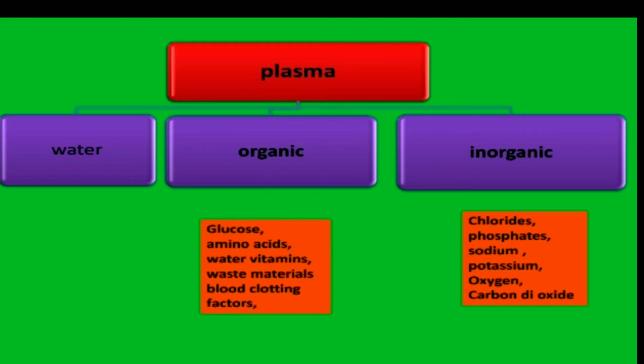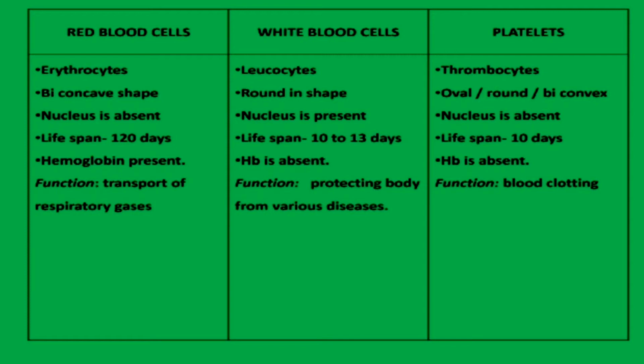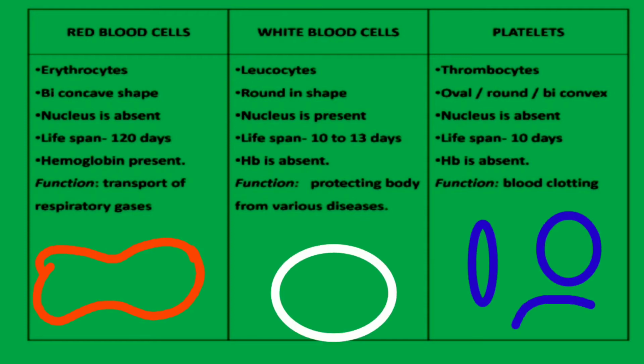Now coming to the blood cells, here I have given the differences among the red blood cells, white blood cells, and platelets. If you see this table, it will give an exact idea about the different types of cells. First, the other names of the cells: red blood cells are called erythrocytes, white blood cells are called leukocytes, and platelets are called thrombocytes. RBCs are biconcave in shape, white blood cells are round, and platelets may be oval, round, or biconvex.